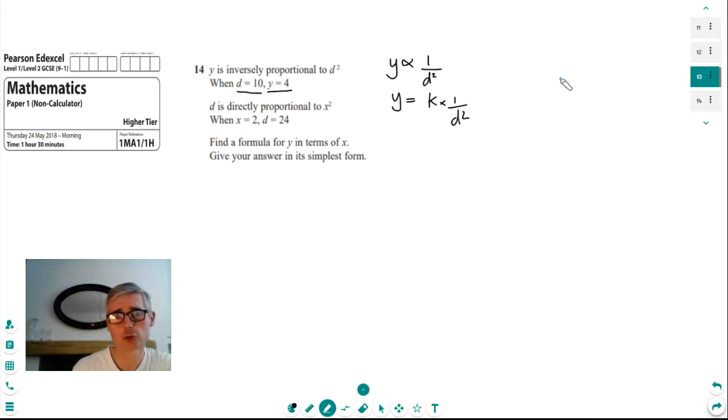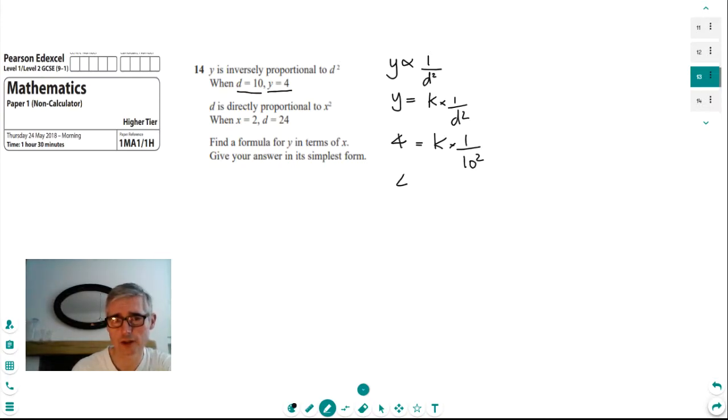The next thing is to try and find the value of k, for which we'll use these boundary conditions, d equals 10 and y equals 4. So we can substitute those in. So we can say, well, y is equal to 4 when d is equal to 10. So there we go, we've got an equation there now.